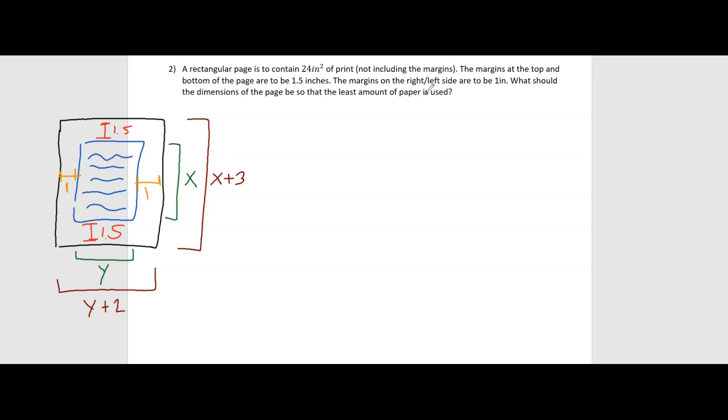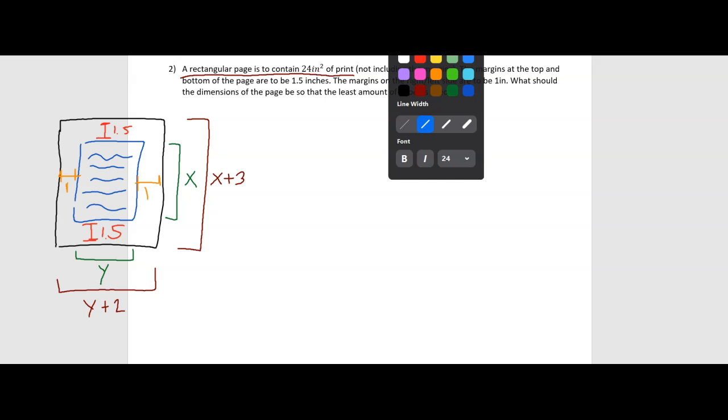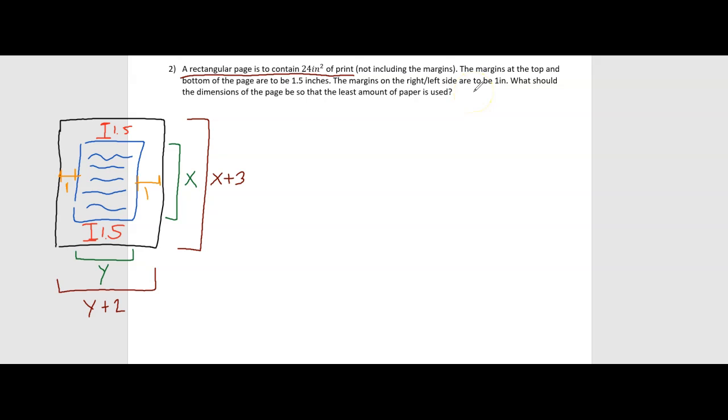Okay, again, a lot going on here. Let's see if there's anything else I can look for in the original scenario. Maybe that'll help us come up with some equations. So it says a rectangular page is to contain 24 square inches of print. So that's the blue rectangle we're talking about. I just need to find the area of that blue rectangle. Well, that's going to be x times y is equal to 24.